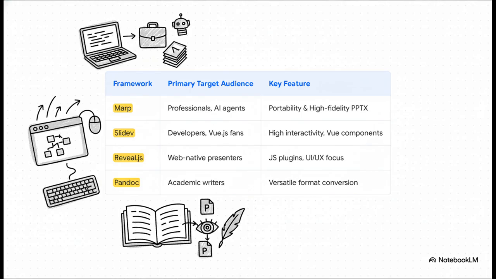See, each of these tools kind of has its own specialty. If you're a developer and you want these super interactive, web-based slides, Slidev is probably your jam. If you're an academic writer who needs to convert a single paper into like 20 different formats, Pandoc is an absolute beast. But for most professionals out there who just need reliable, great-looking exports to things like PowerPoint and PDF, Marp really hits that perfect sweet spot.